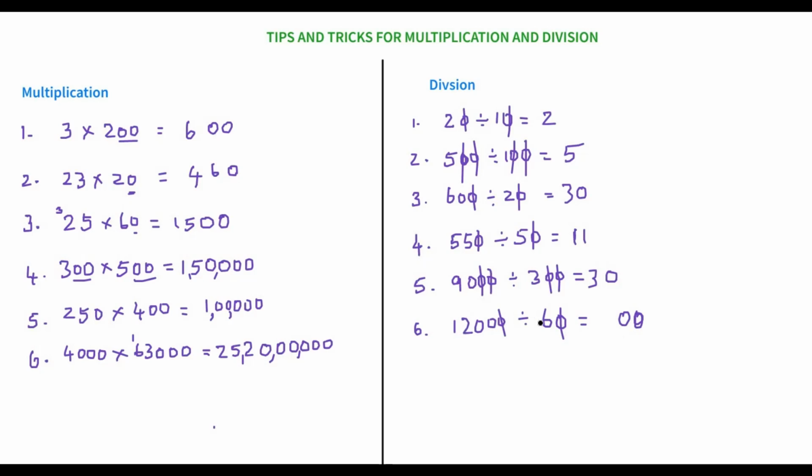And now 12 divided by 6 is 2. So we got our answer as 200. Isn't it easy? 12,000, a 5-digit number, divided by a 2-digit number, and we got a 3-digit answer, which was found very easily within a few seconds. Isn't it easy? These tricks will help you during your examination for faster calculation.